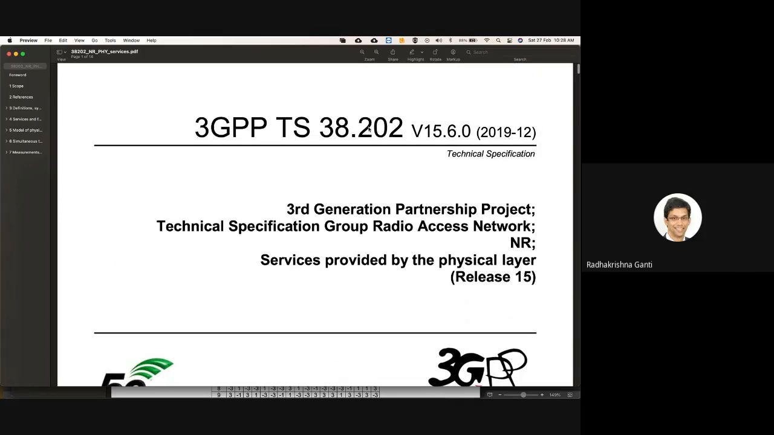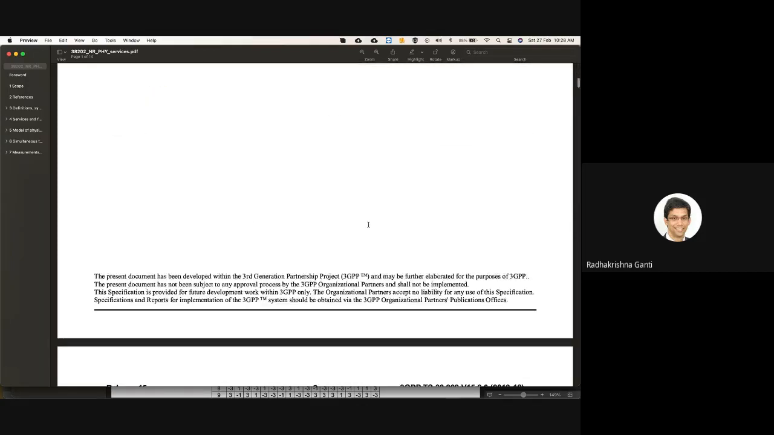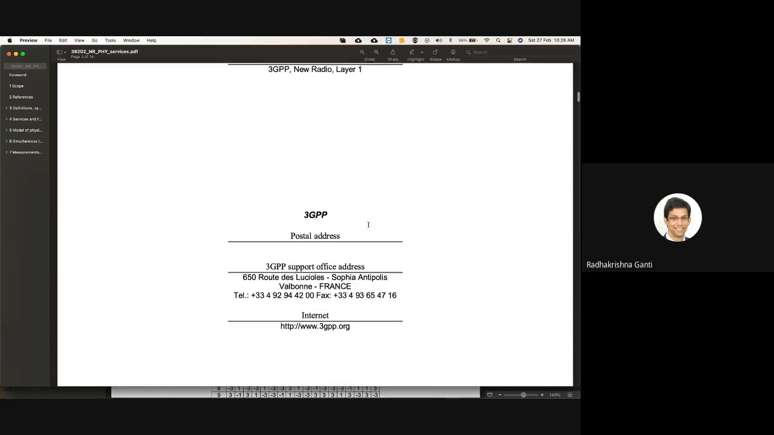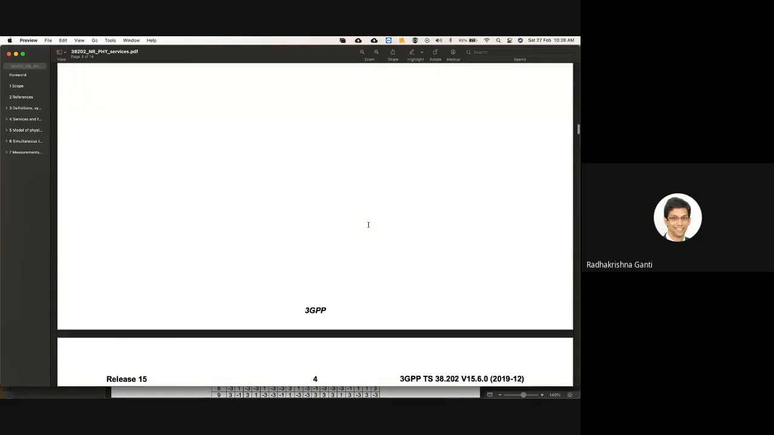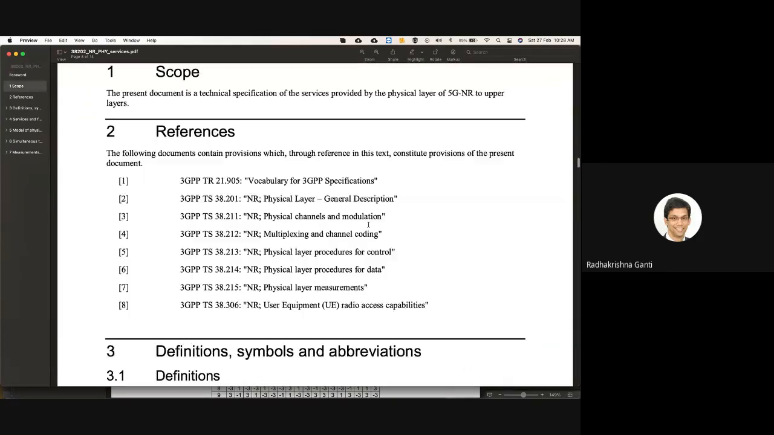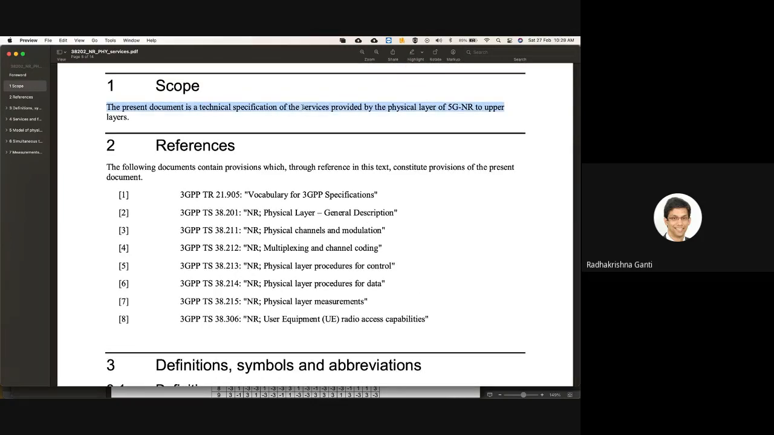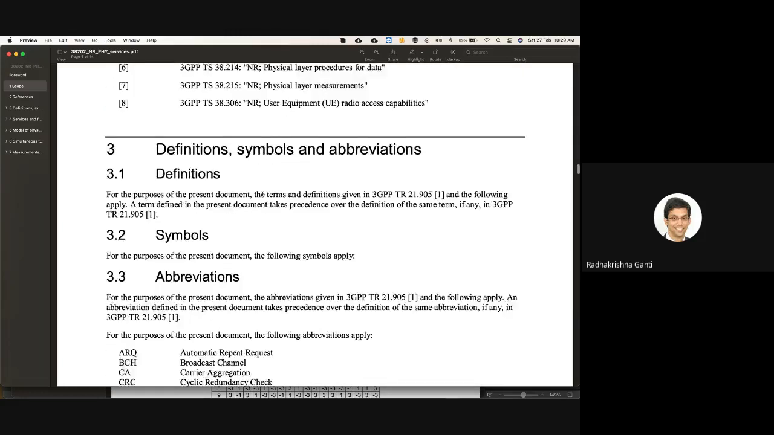The document number is 38202. The latest version is 15.6.0, made in December 2019. They generally don't change this document. Contents, scope: the scope will always be there. The present document is a technical specification of the services provided by the physical layer of 5G NR to the upper layers. Then there is a bunch of references.